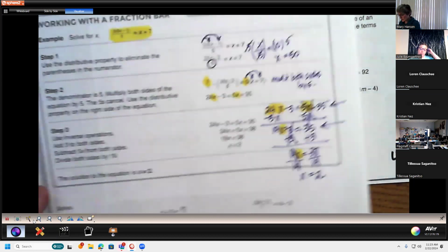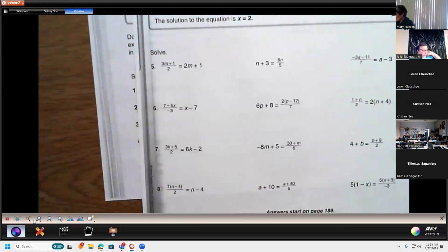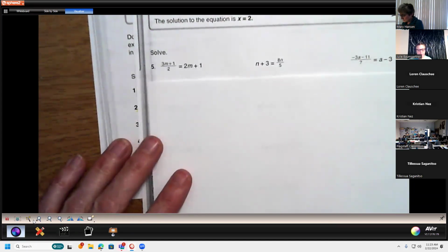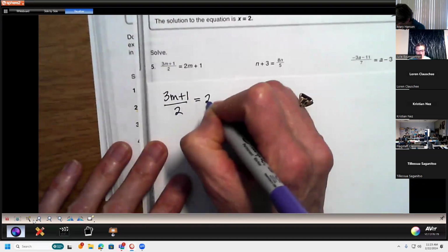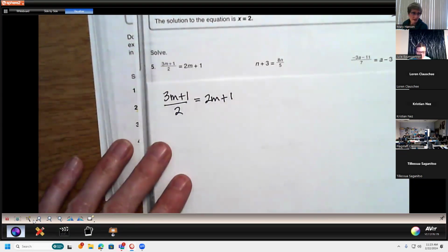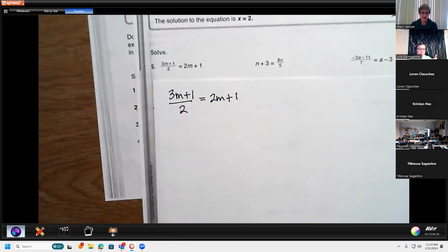Okay, so let's try number 5. They did leave us a little more room here. I write fairly large, so I'm still going to do it on another sheet of paper. Okay, so I don't see any parentheses. So I don't see any need to distribute at this point.